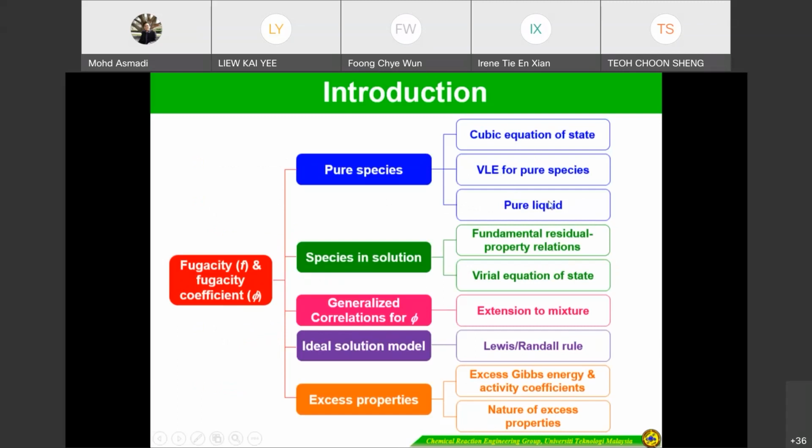VLE for pure species and also pure liquid species, and for solution we mostly use the fundamental property relation and also variance. And then the last correction for phi. Phi is the fugacity coefficient, right? Extension of the mixture, and the rest is excess properties and also the ideal solution model. For ideal solution, we use the Lewis-Randall rule. Okay, let's see for the pure species.